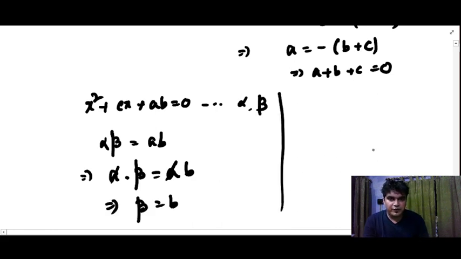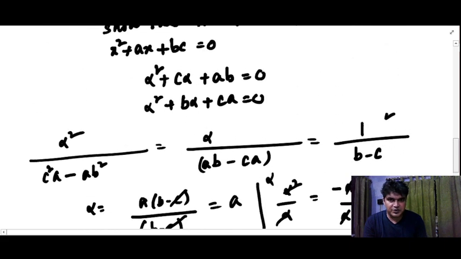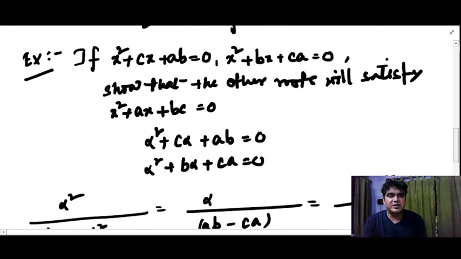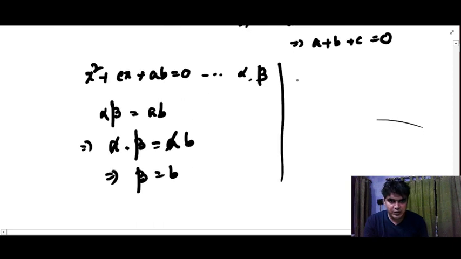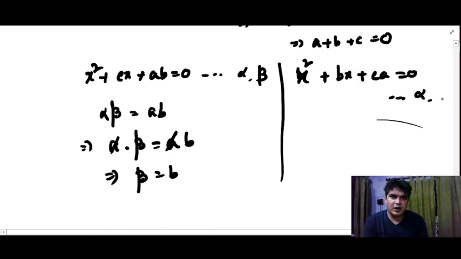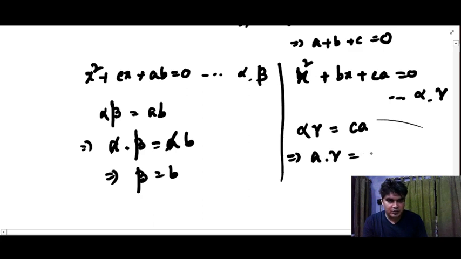Now again for the next equation, the next equation was x square plus bx plus ca equals to 0. Let the two roots be alpha and gamma. So that means product of the two roots alpha into gamma, that is equals to ca. So the value of alpha is already a. So a into gamma, that is equals to ca. So a gets cancelled. So you get the value of gamma is equals to c.